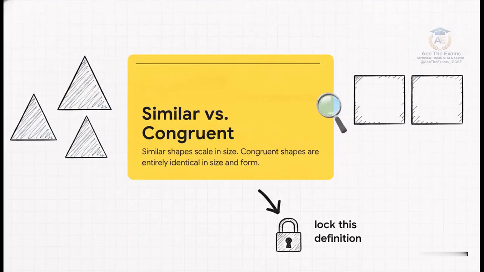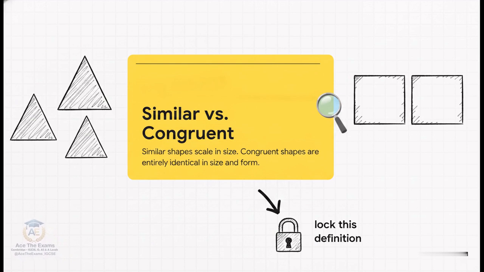Okay, let's talk about a classic trap that catches out so many students. You absolutely must master the difference between similar shapes, which scale up or down by a specific factor, and congruent shapes, which are exactly the same. Students like our hypothetical Alex will often write a whole paragraph throwing around both terms hoping one sticks. Don't do that. Decode the command word.